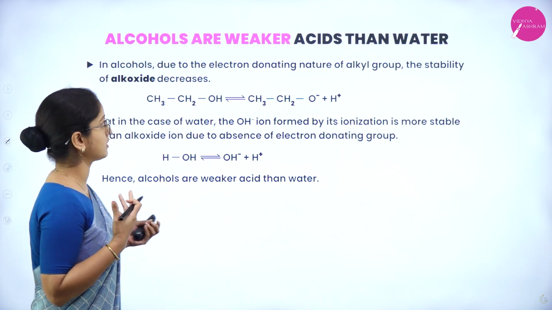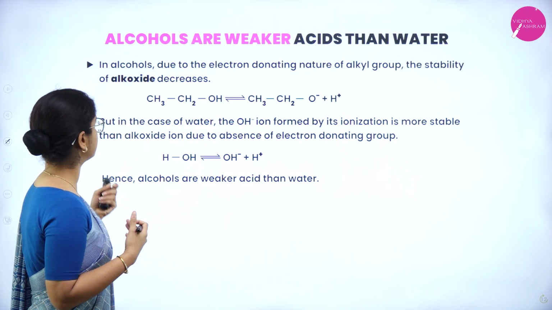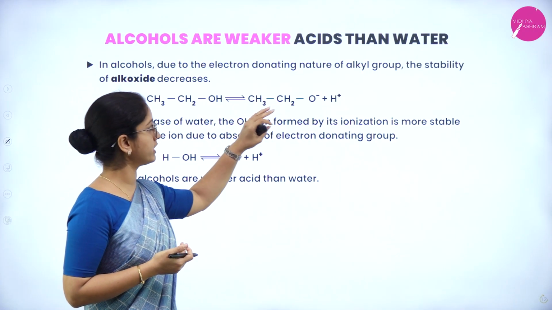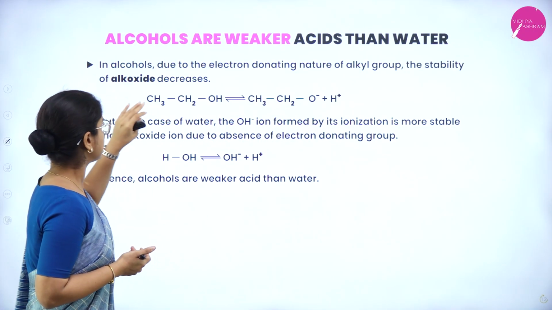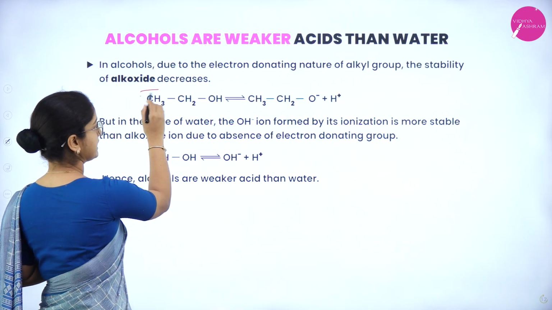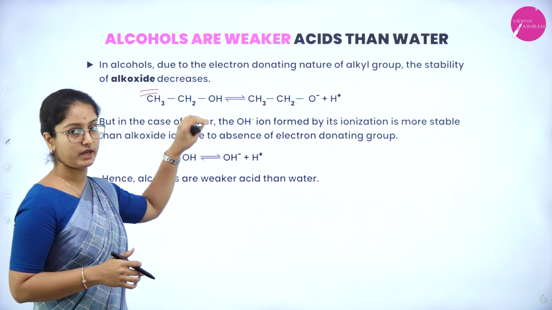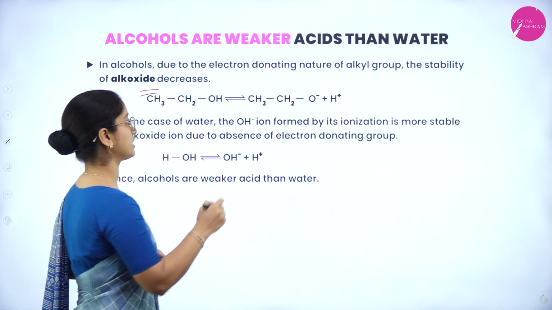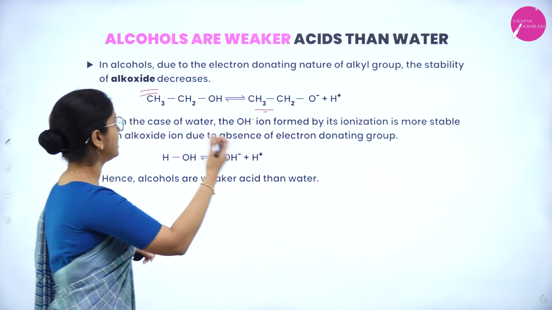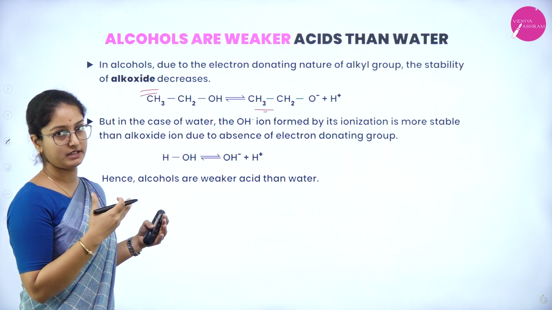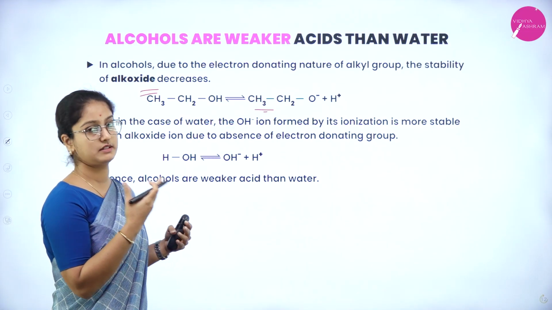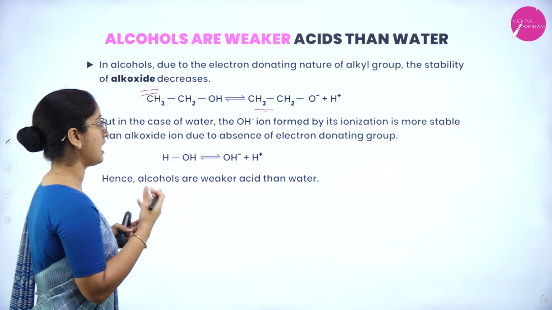So why are they called weaker acids? Let us know the reason. In alcohols, due to the electron donating nature of the alkyl group, the stability of the alkoxide decreases. Here is a general equation wherein ethyl alcohol dissociates to give alkoxide plus proton. That is going to decrease the stability, as the formation of alkoxide will decrease the stability.